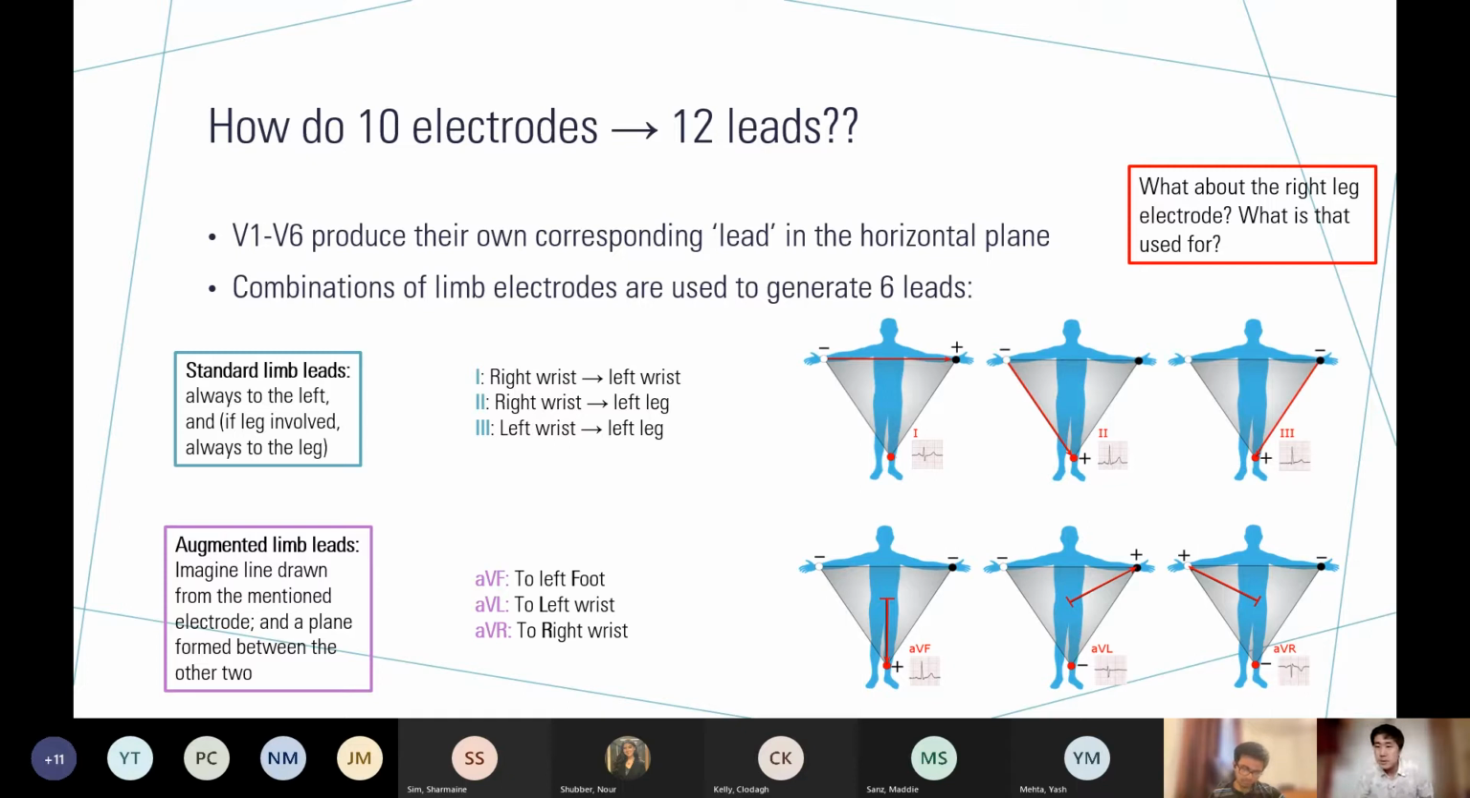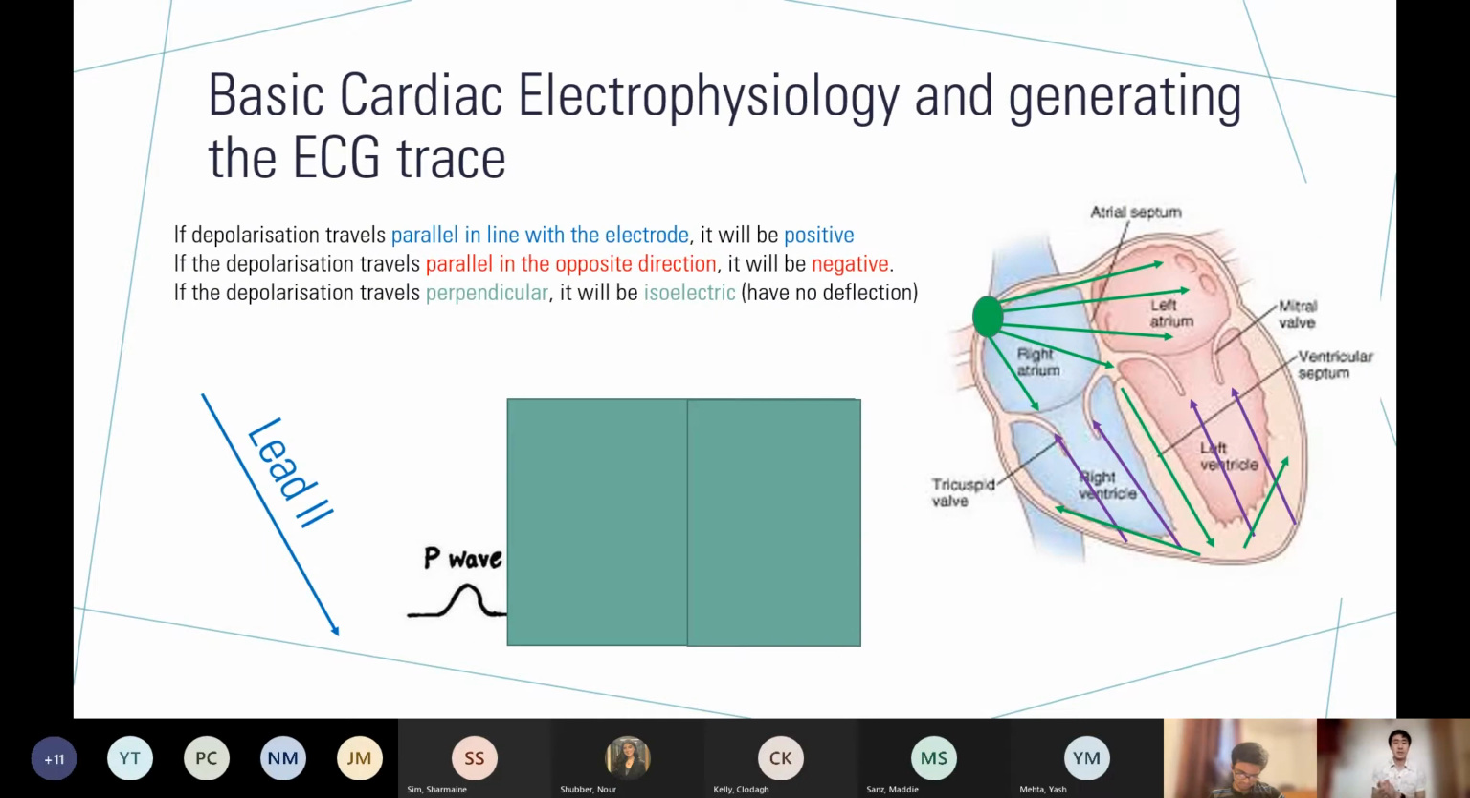Neutral, yeah, both of you are absolutely right. So we call it the Earth or the neutral, and it helps us reduce interference. So it makes our lines a little bit nicer and clearer to interpret. Very good. Okay, so let's now talk about the cardiac electrophysiology.